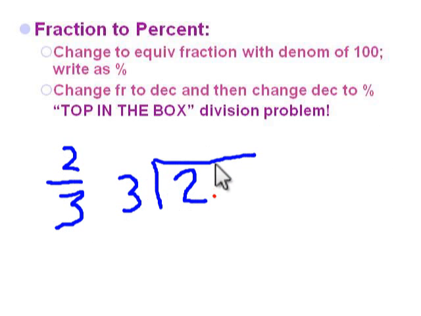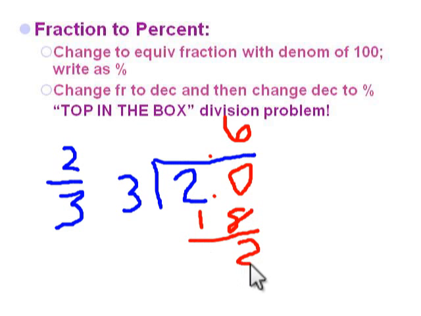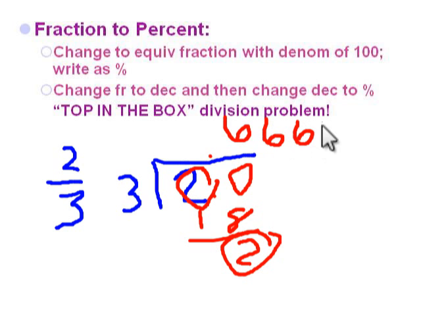So I'm going to have to add a decimal point, bring it up into the denominator, add a 0. 3 divides into 26 times. 6 times 3 is 18, with a remainder of 2. And that remainder right here is the exact same thing as the number that we started out with. So that basically means that the 6's are going to continue infinitely. It's going to be a repeating decimal.